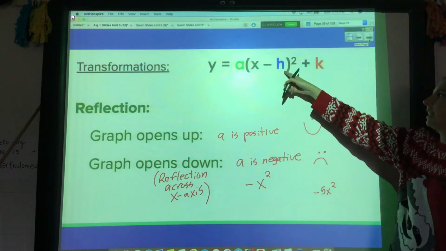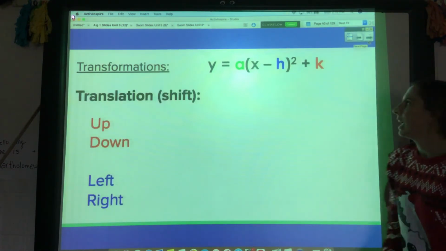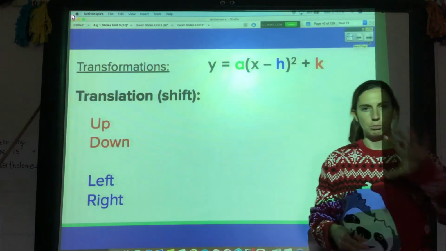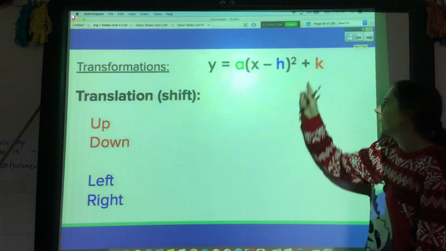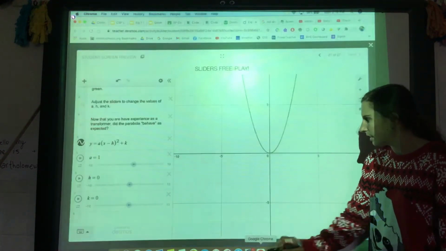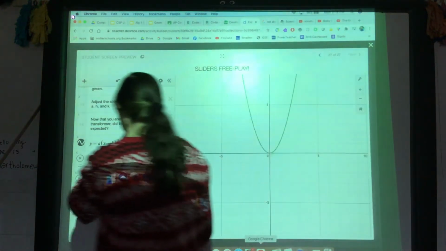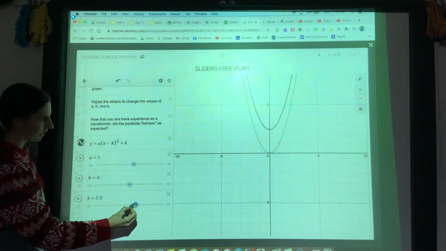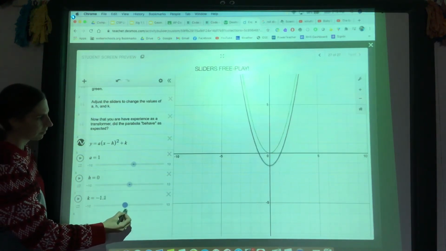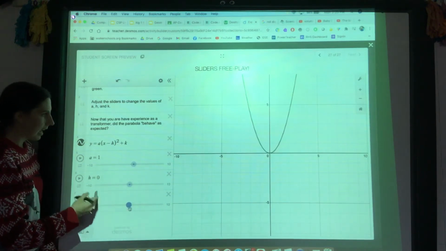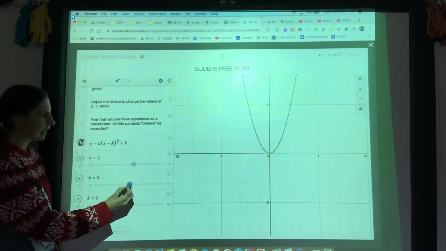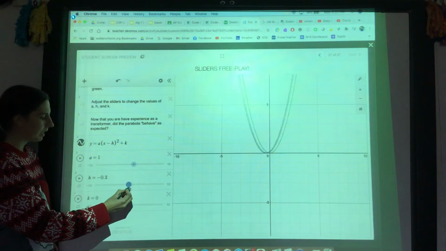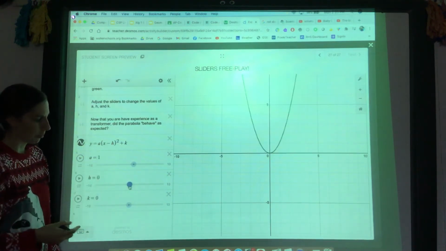All right, now let's get into h and k. H and k shift the graph. We call a shift a translation, meaning just move it in one direction or another. The k moves it up and down. As you'll see in Desmos here, if I adjust the k value, as it gets bigger, the graph just bumps up. And as it gets smaller, the graph goes down. And then you'll notice the h, as it gets bigger, the graph goes to the right, and the graph goes to the left, except you have to be careful because it's minus h, so it's actually kind of the opposite of that.